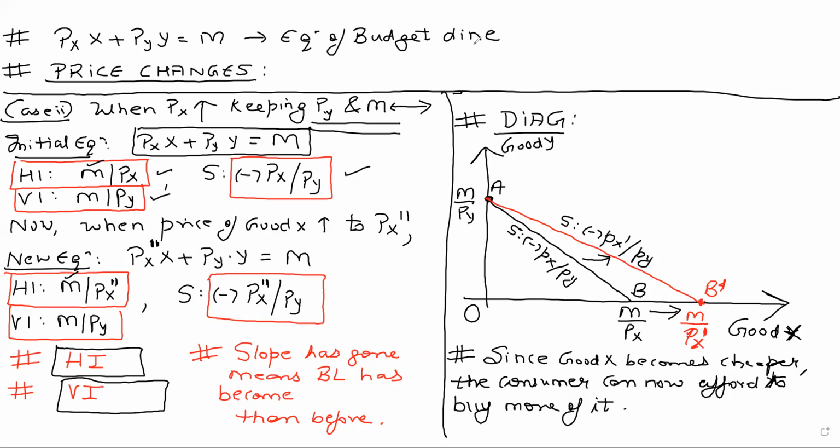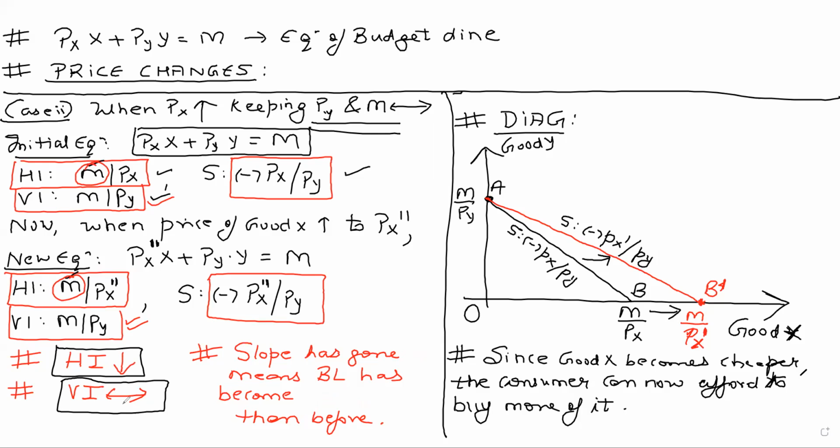So what do we learn? Look at the horizontal intercept. For the same numerator M, you can see the denominator has gone up. For the same numerator, if the denominator goes up, it means the horizontal intercept has gone down. And look at the vertical intercept, guys, M by Py, M by Py. So the vertical intercept is unchanged.